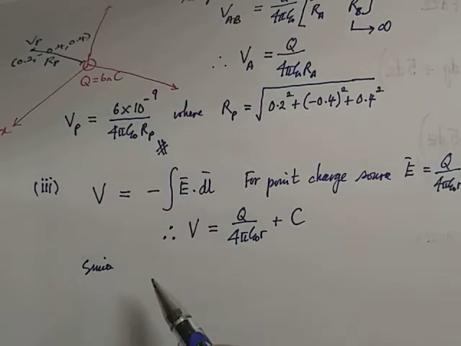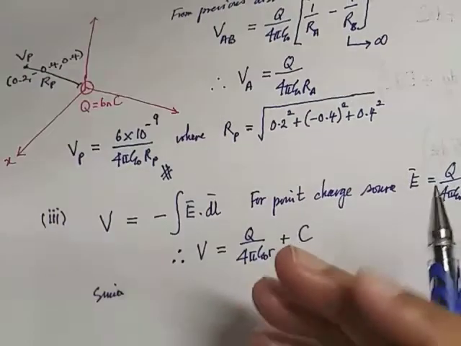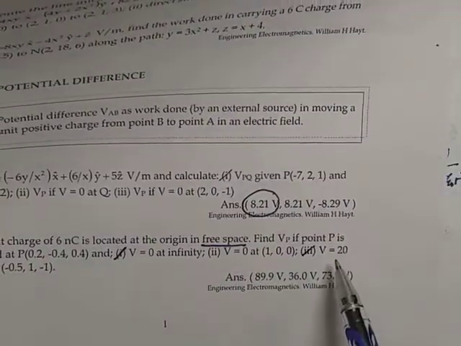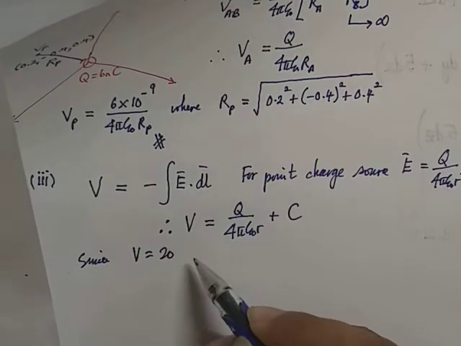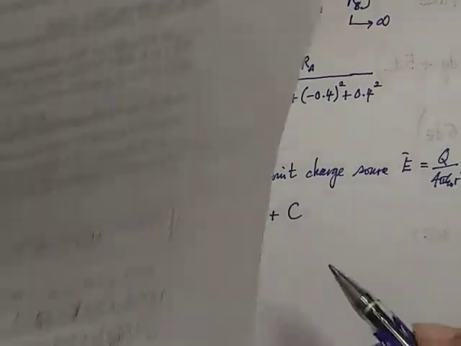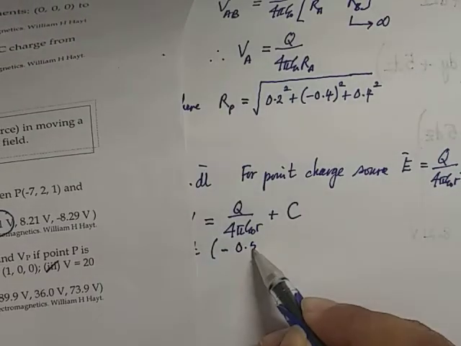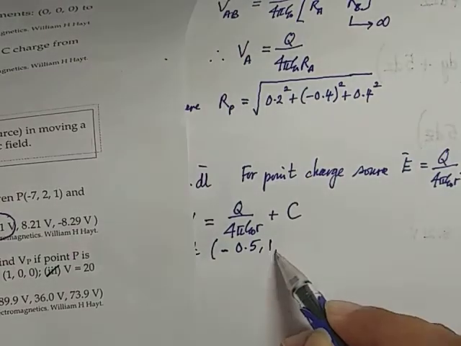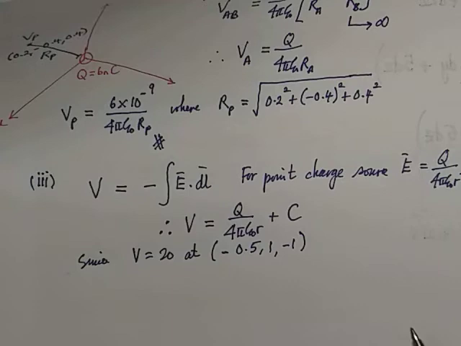Okay, now I'm going to relate to the question. So what did the question say? Since V equal to 20, okay, V equal to 20 at what position here? At position minus 0.5, 1, minus 1. So now we are putting the position into our general solution.